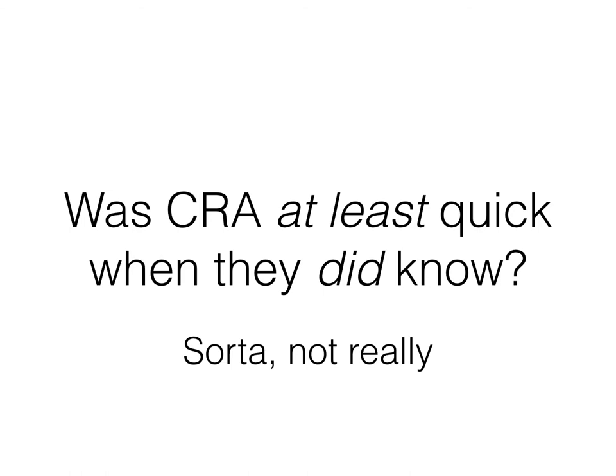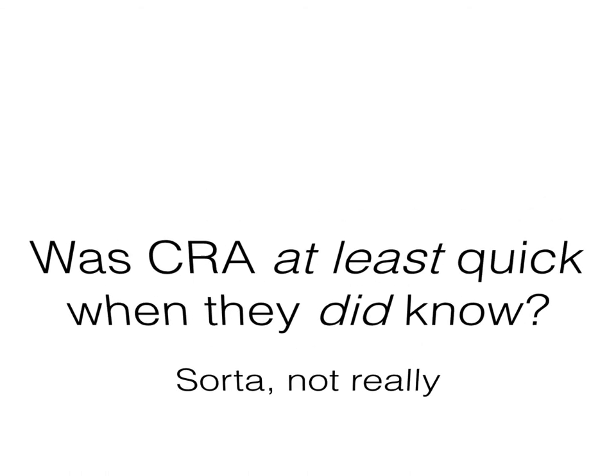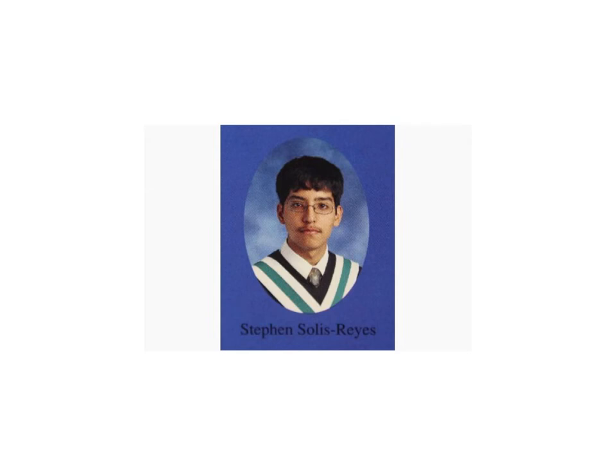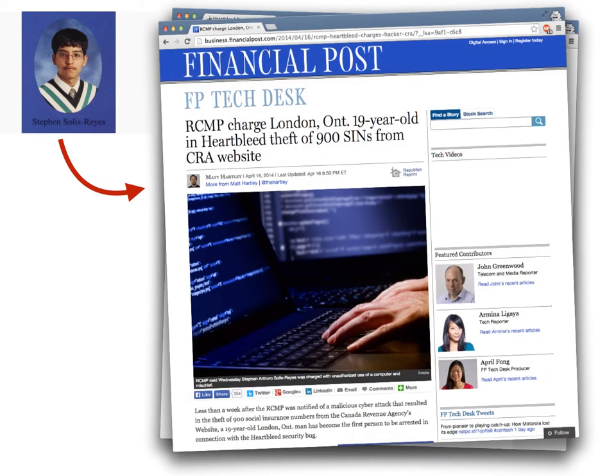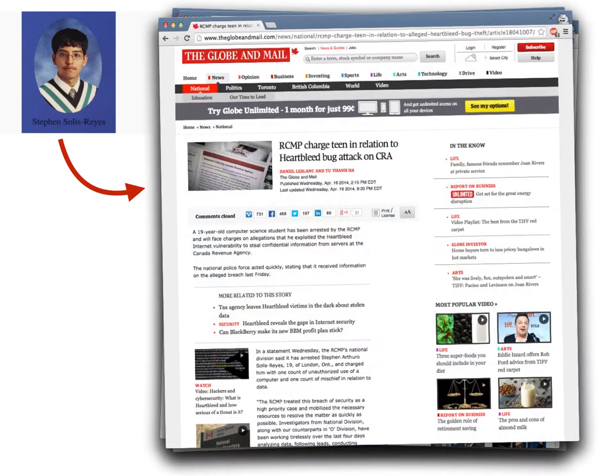But the problem is, does anyone know this guy? Stephen? Or Stefan? He was the dude who broke into the CRA. He was the one who, in my opinion, was able to get an administrative or employee level login and just see everyone's information. And in a weird, great panic, decided to delete 900 SINs.